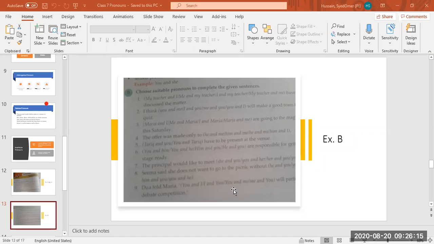Yes. Maria and me. Beta, I've told you we cannot put Maria and me in the beginning of a sentence because me is an objective pronoun. We can put me at the end. Maria and I. Okay? Maria and I are going to the magic show this Saturday. Now, you do the remaining two, fourth and fifth.